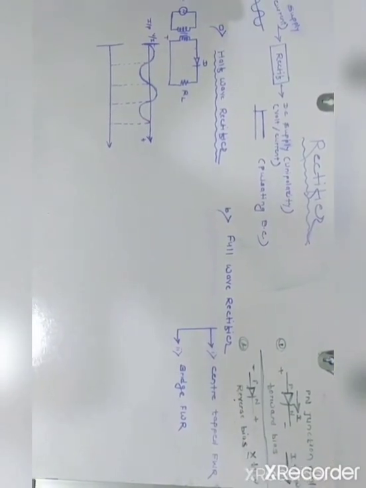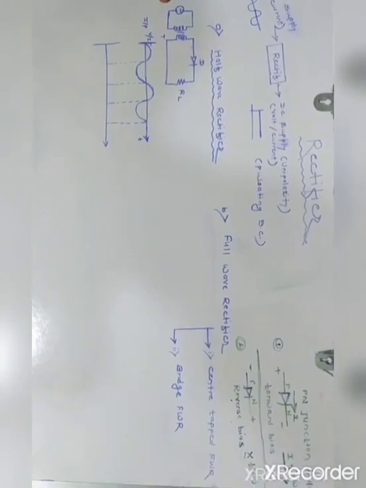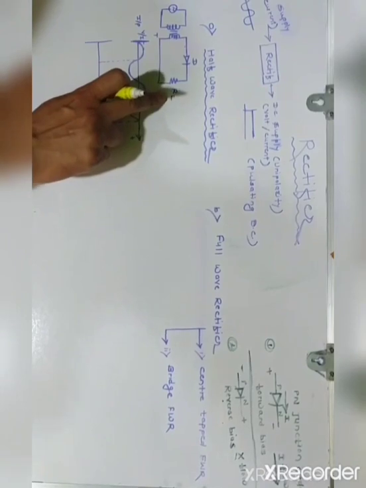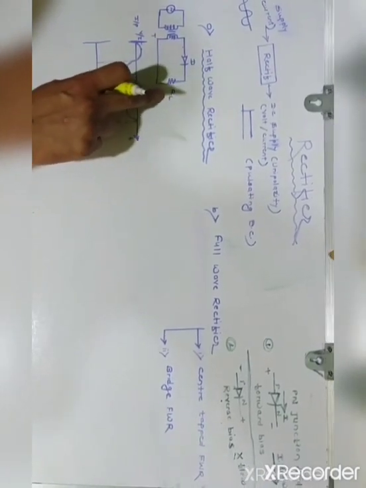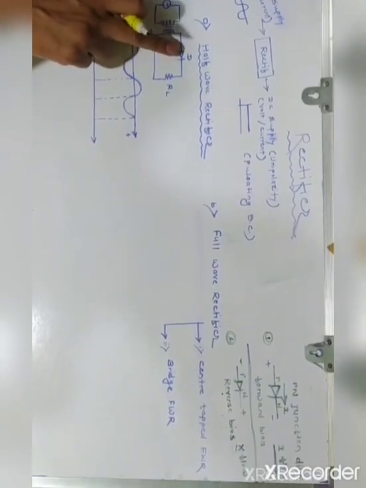This is a simple circuit diagram of a half wave rectifier. A half wave rectifier consists of one diode, and this is the load resistance RL, where you have to supply. This is RL, the load resistance. This is your diode, and you must know the function of a diode.